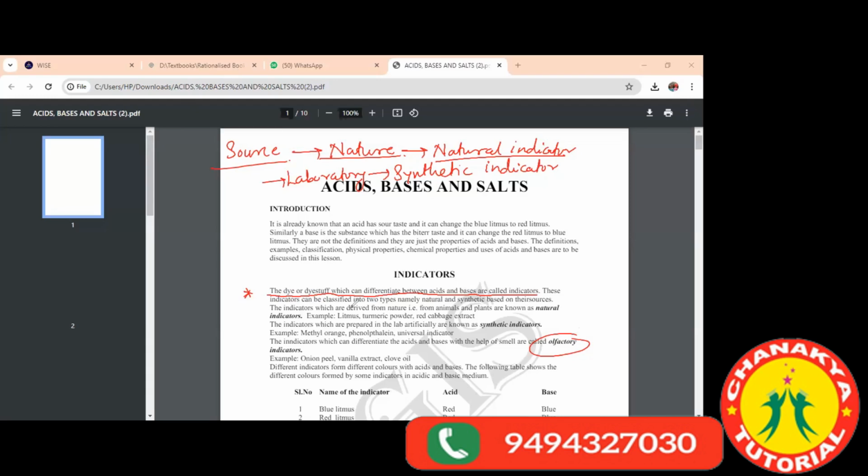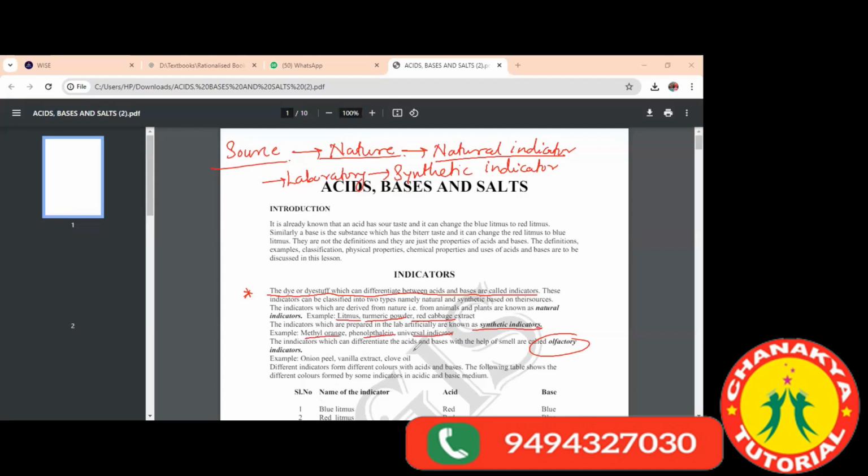See, what about this? So, natural indicators are the litmus paper. You might have learned earlier, seen blue litmus and red litmus. Then turmeric powder is also a natural indicator. Red cabbage is a natural indicator, etc. Even rose petal you can add in that. The indicators which are prepared in the lab artificially are known as synthetic indicators. Examples are methyl orange, phenolphthalein, universal indicator. Even eosine you can add in that.